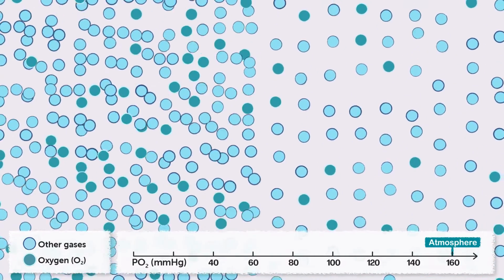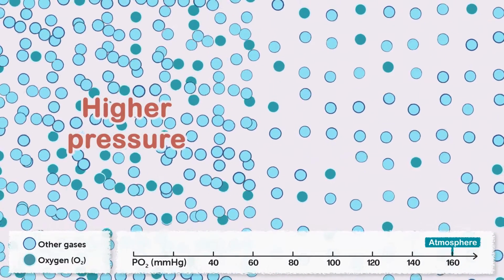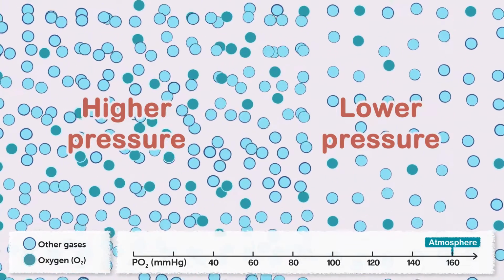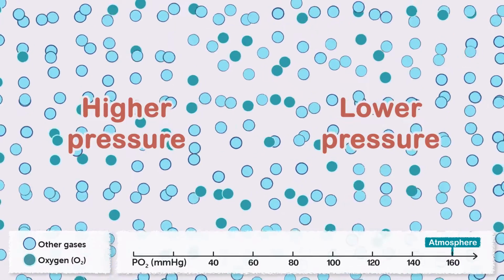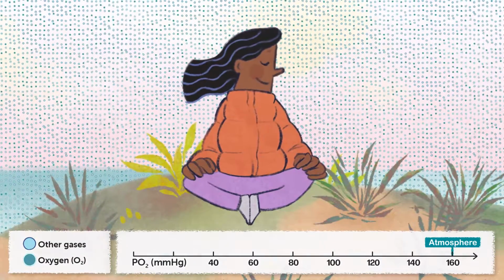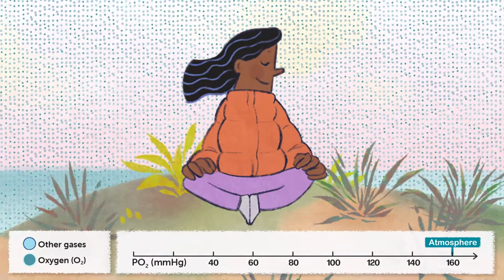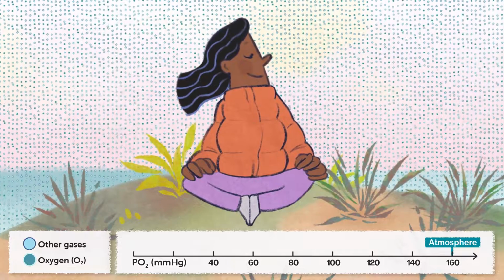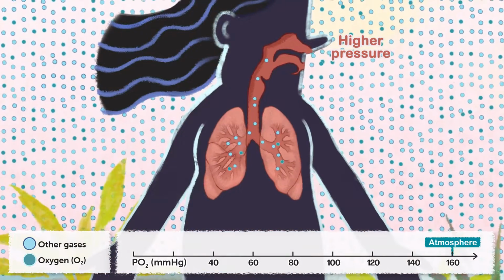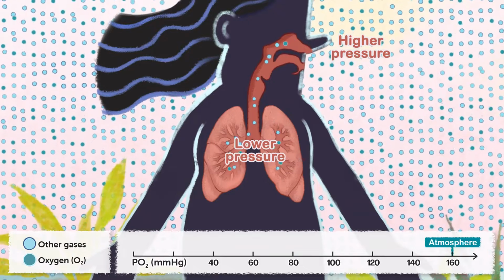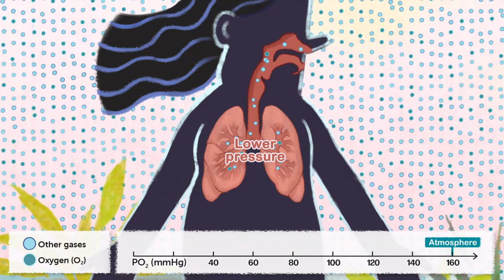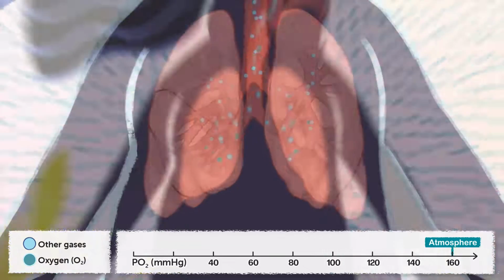All gases move from areas of higher pressure to areas of lower pressure. This can be in terms of total pressure, like in the atmosphere, or in terms of partial pressure, like within our bodies. When we breathe in, our lungs expand, lowering the pressure inside them below atmospheric pressure. So air, including oxygen, moves into the lungs.